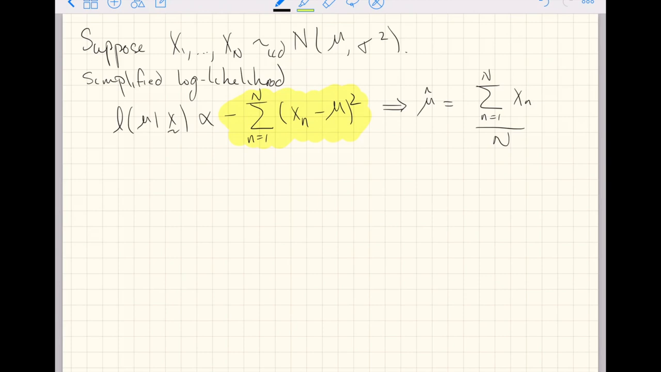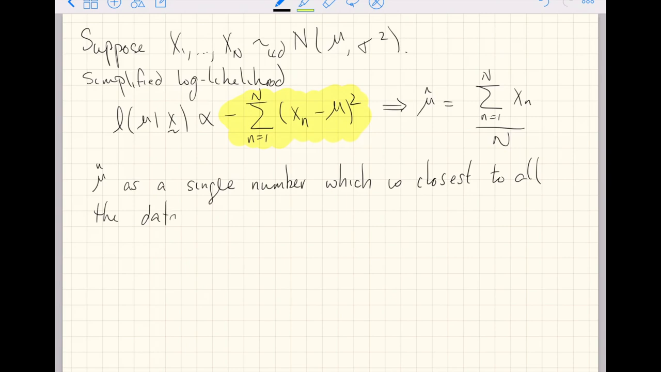If you think of this just as some kind of quadratic function, and you're either maximizing it to find the top of this or minimizing it to find the bottom, either way, you're going to end up at the same point, mu hat. So in terms of a model to predict future observations, we're really thinking of mu hat as a single number which is closest to all the data x1 through xn in some sort of simultaneously close way, in terms of squared distance.